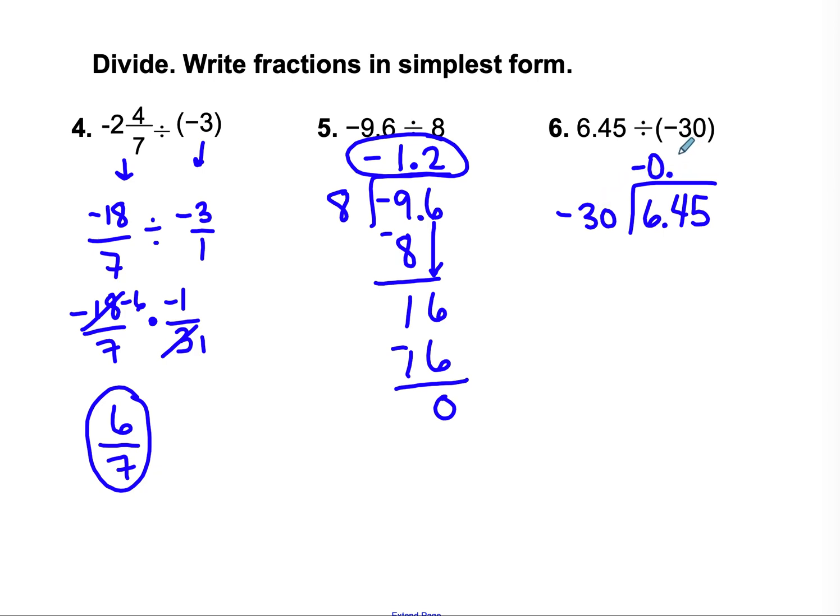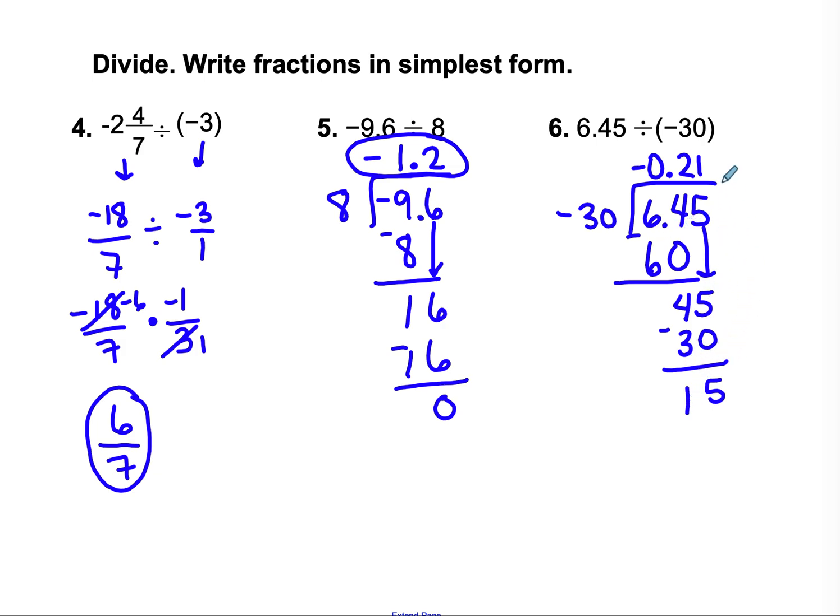30 does go into 64. It goes in twice. 2 times 30 is 60. 64 minus 60 is 4. Bring down that 5. Okay, 30 goes into 45 once. 1 times 30 is 30. 5 minus 0 is 5. 4 minus 3 is 1.